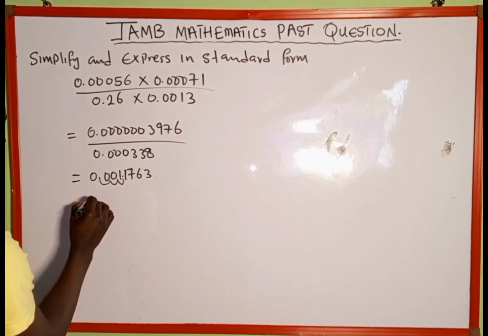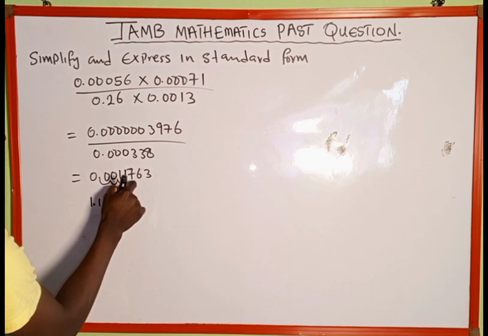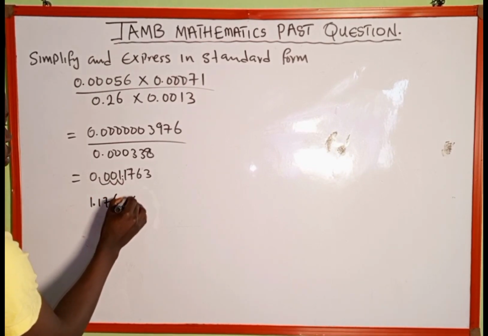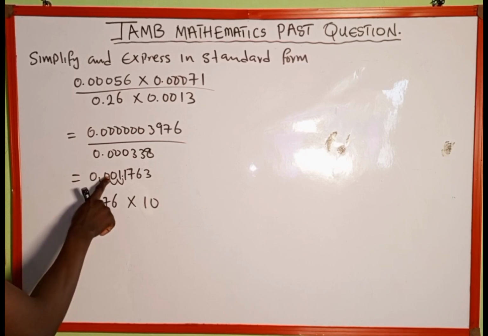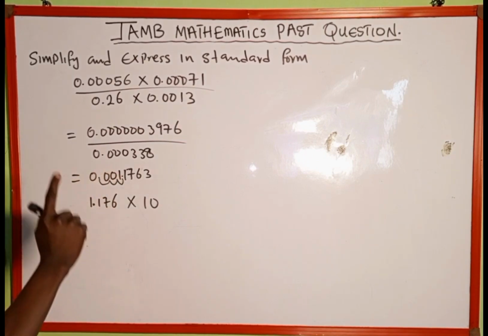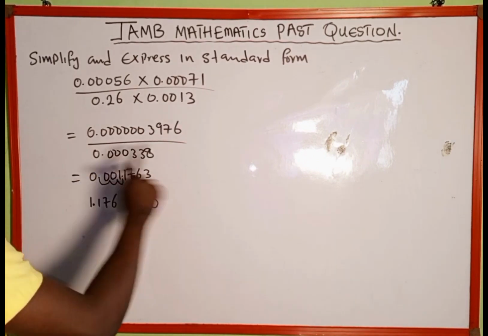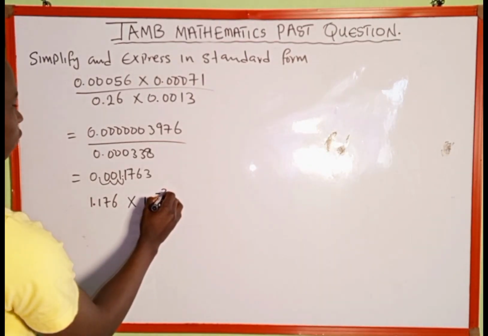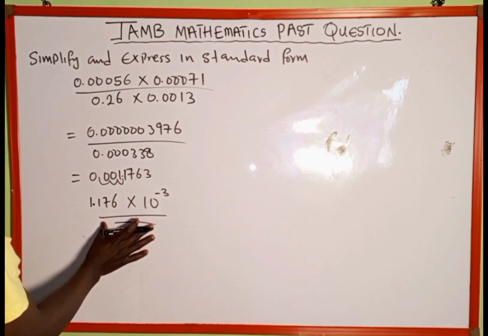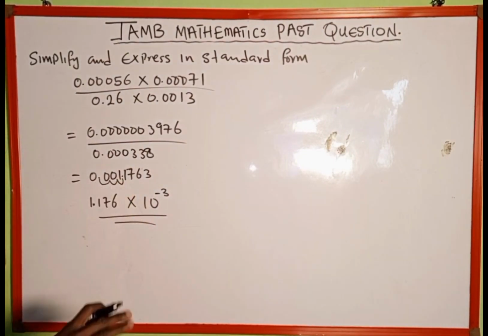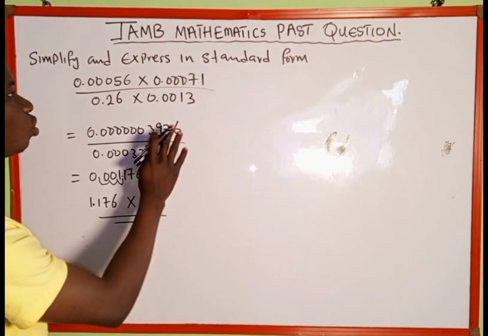So we copy this number, 1.1763, then multiply it by 10 raised to the power of how many times we move the point? 1, 2, 3, 3 times. But because we move from left to right, it's going to be raised to the power of -3. So this is how to express this in standard form. On your desktop, you are going to see a calculator to use, so you don't need to waste your time.